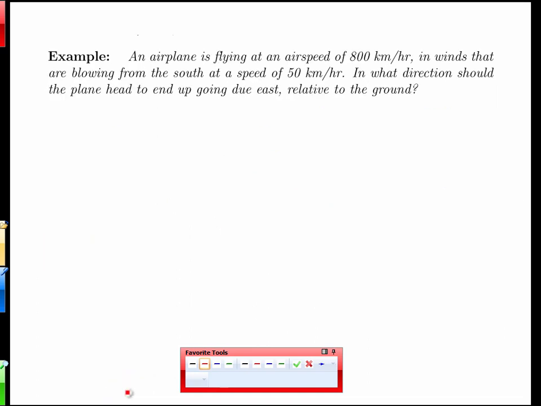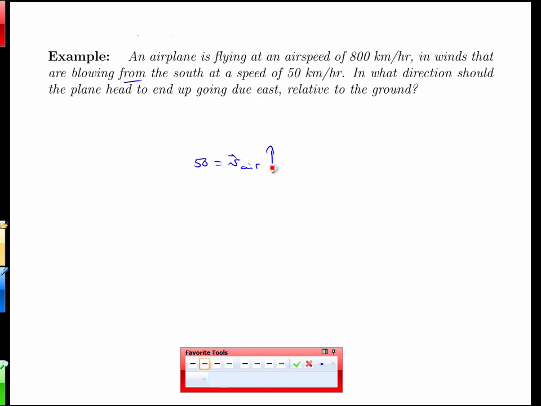Okay, let's add a little wrinkle here. You have an airplane now flying at an airspeed of 800 kilometers an hour and winds that are blowing from the south at 50 kilometers an hour. From, keyword here, that's our velocity of the air. In what direction should the plane head to end up going due east relative to the ground? Well, that's a little bit of a different beast. So here we're talking about a sum of vectors again, except we know what we want our net velocity to be.